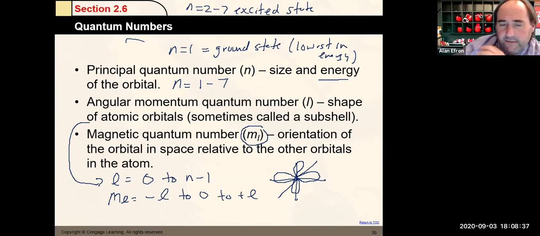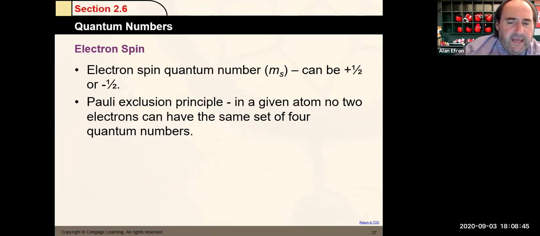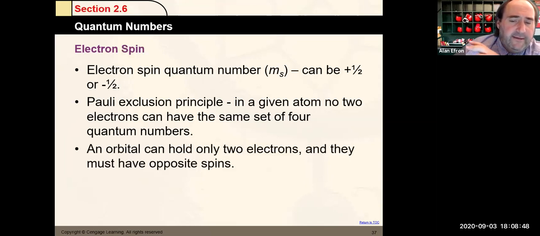The last of our 4 quantum numbers is the spin quantum number, and that is abbreviated as m sub S. I moved the slide ahead, so you might actually have this slide a little further down in your notes. But the m sub S is the 4th quantum number, the spin quantum number, and it has a value of +1/2 or -1/2.